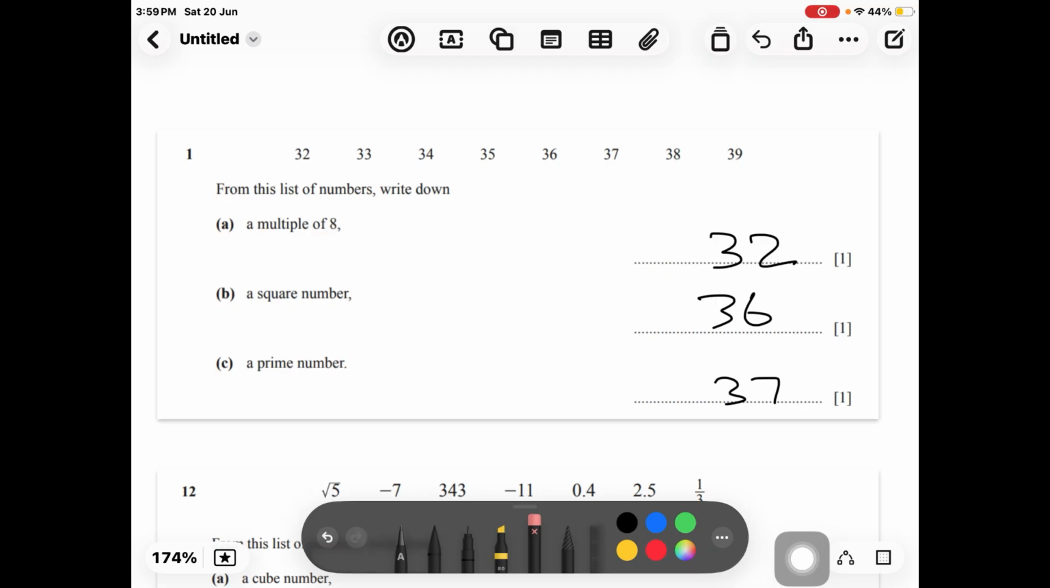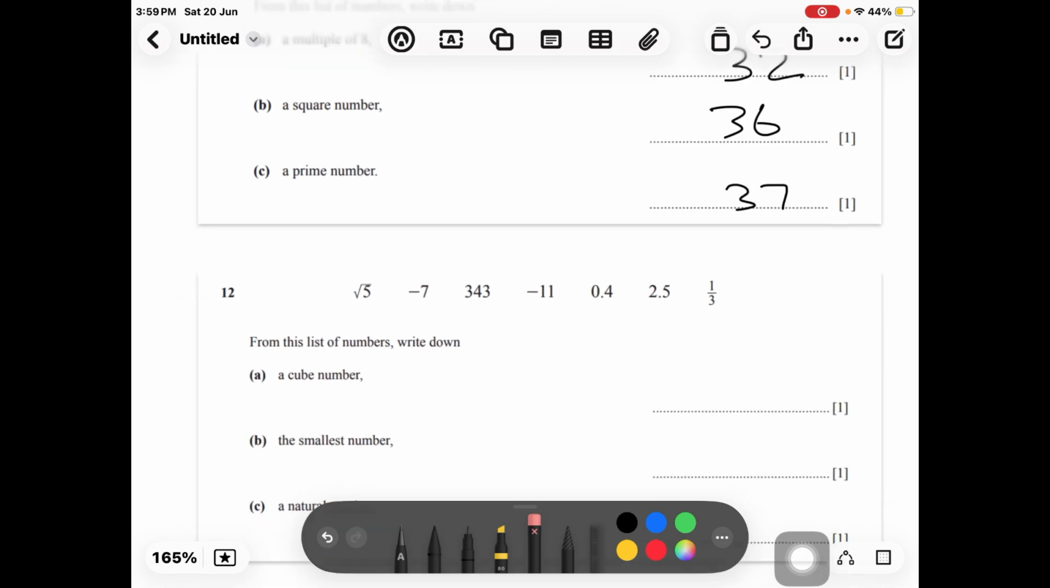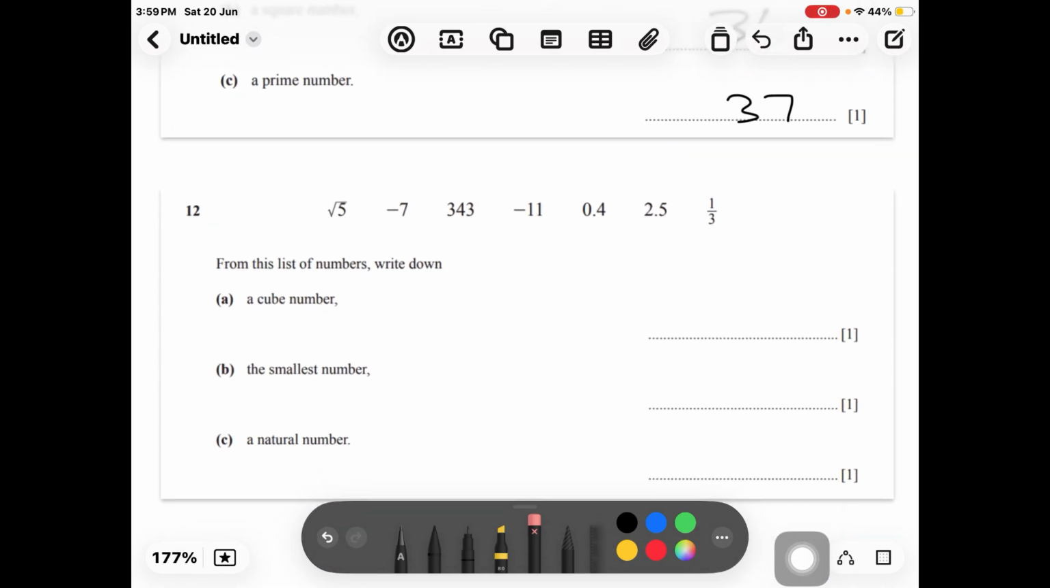So let's move on to the next question. Again, you can pause the video and solve this yourself. It's just for practice, and to explain how these actually come in IGCSE papers. So from this list, we need to write down a cube number, the smallest number, and a natural number. A cube number is a number multiplied by itself 3 times.